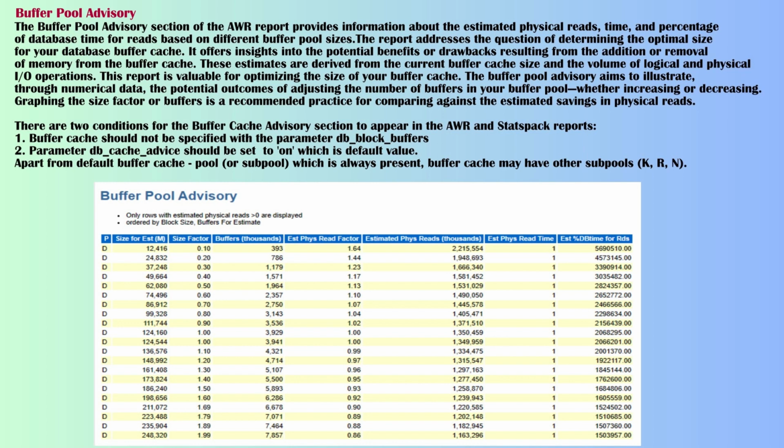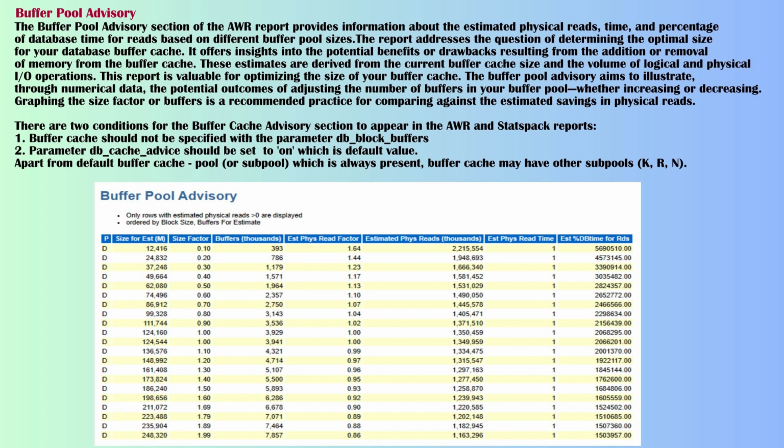There are two conditions for the Buffer Cache Advisory section to appear in the AWR and StatsPack reports. 1. Buffer cache should not be specified with the parameter db_block_buffers. 2. Parameter db_cache_advice should be set to on, which is the default value. Parameter db_cache_size, if specified, defines the size of the default buffer cache.